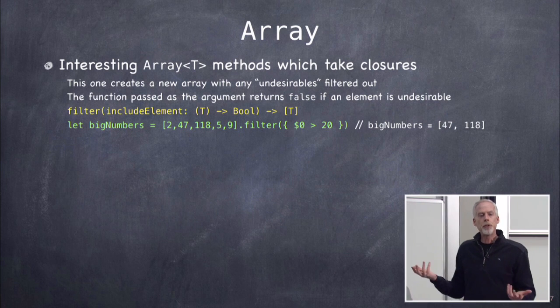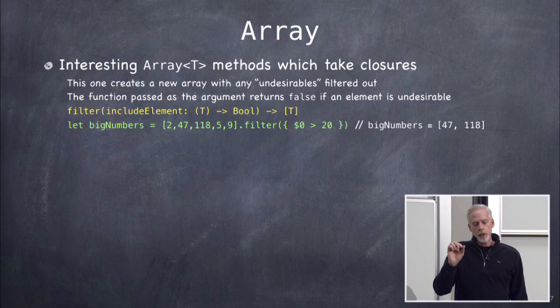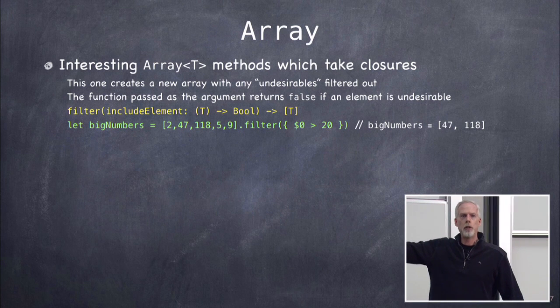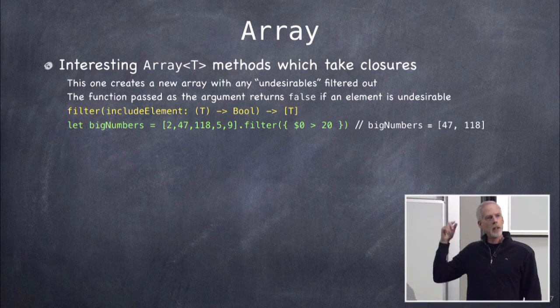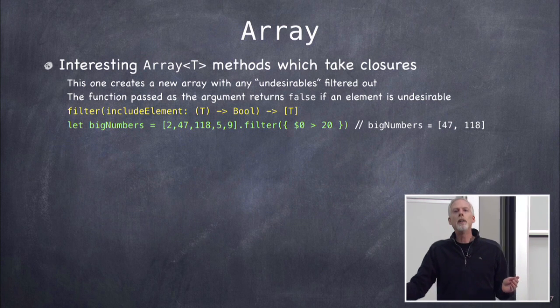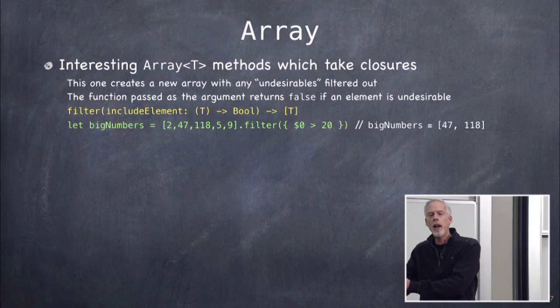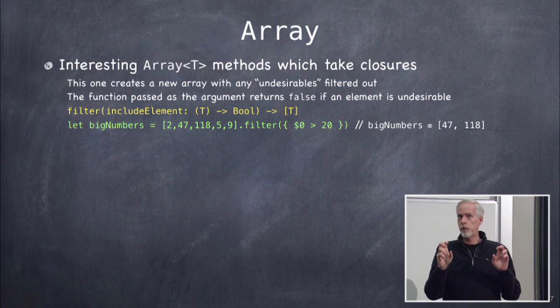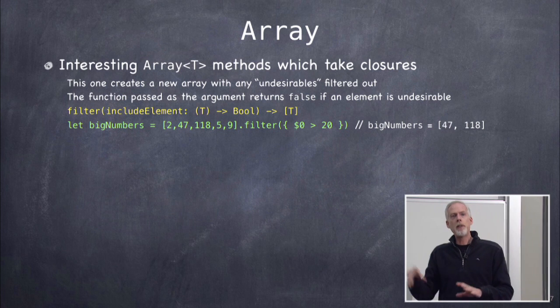Okay? So what does filter do? Filter takes every single element in the array that you're sending it to, and it runs that little function. And if that function returns true, it includes it in the array it returns. If it returns false, it throws it out. So it's filtering your array and creating a new array, with all the things you don't want, as defined by the function you provide as an argument, thrown out.